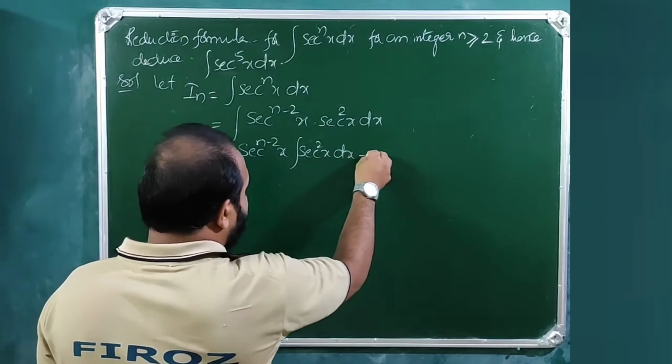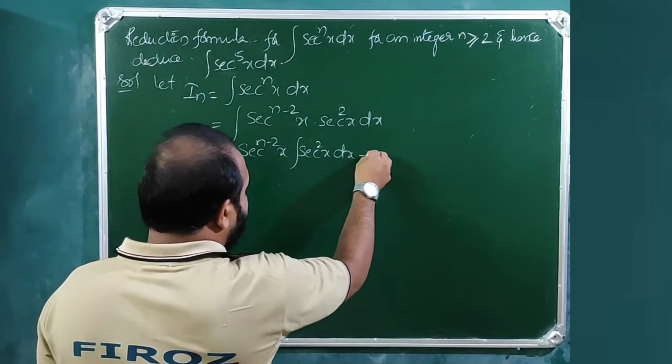This is equal to secant power n minus 2 x into tan x plus n minus 2 I n minus 2. So this is minus 2 plus 1, which is minus 1. So n minus 1 is multiplying with I n.